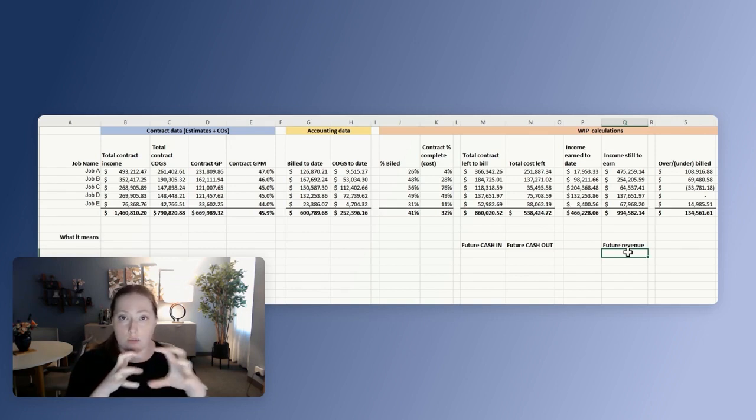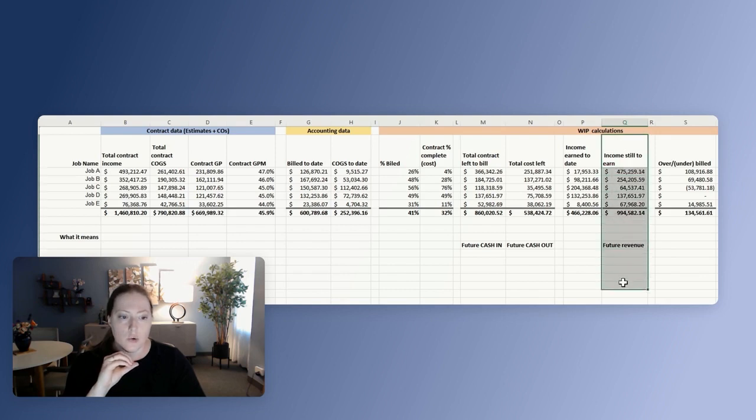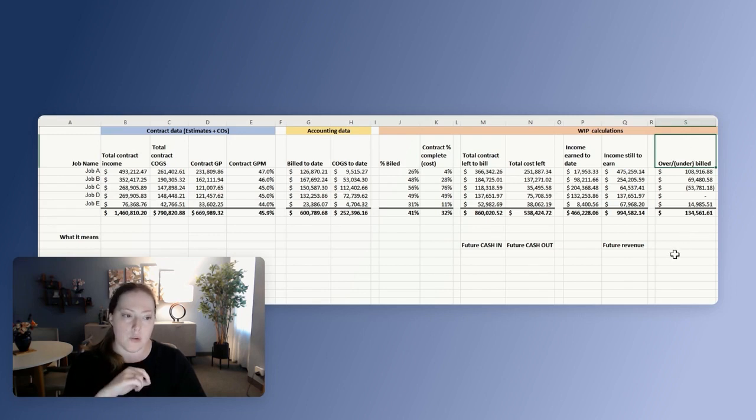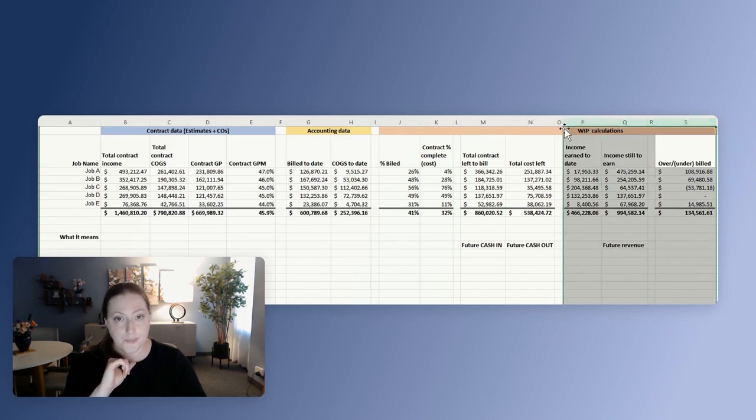So when you're adjusting for that revenue, this is the column that is going to help you see how much future revenue is still coming in. And the over/under billing is going to help you adjust it for that particular moment in time, for that particular month when you're doing these adjustments. And this is especially important for your accountant.